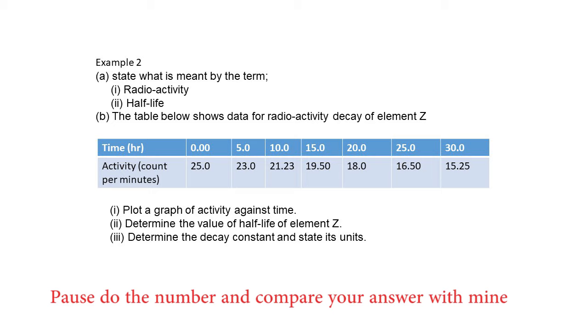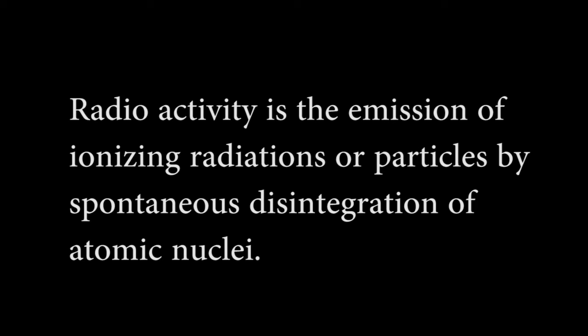Example 2. A. State what is meant by the term 1. Radioactivity. 2. Half-life. B. The table below shows the data for radioactive decay of an element Z. 1. Plot a graph of activity against time. 2. Determine the value of the half-life of the element Z. 3. Determine the decay constant and state its units.